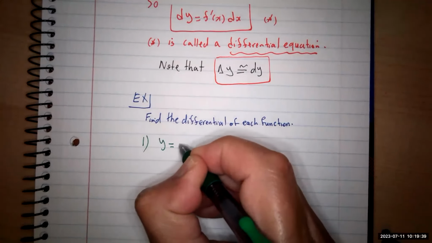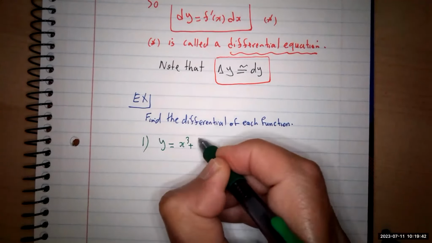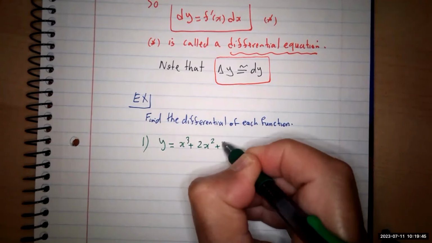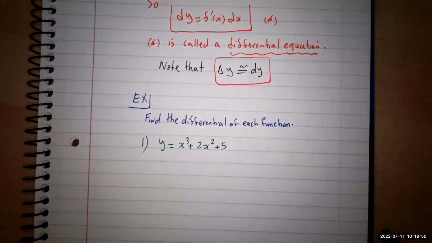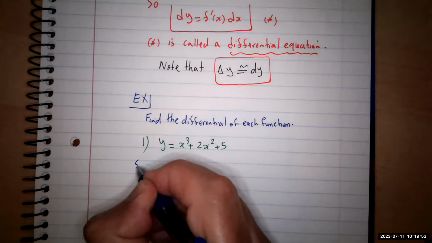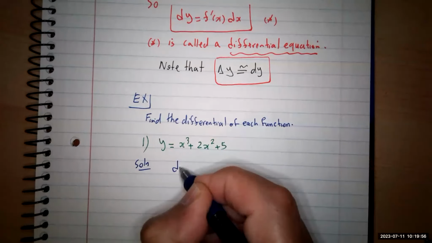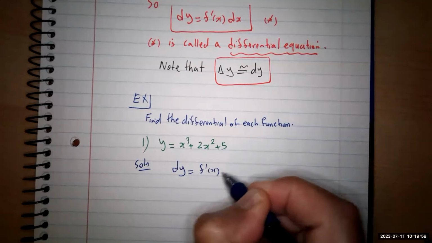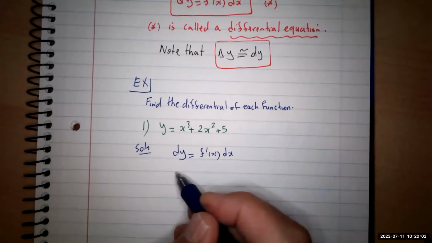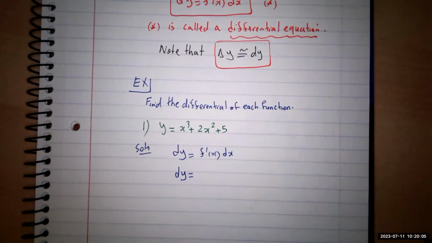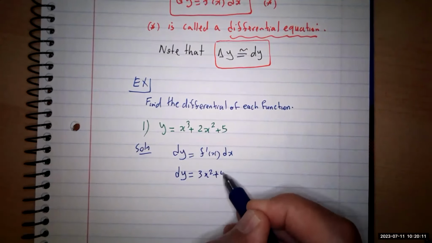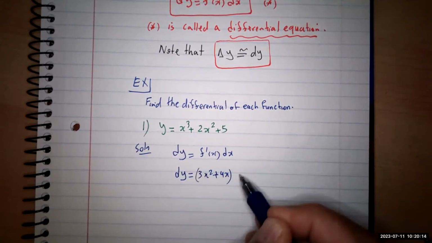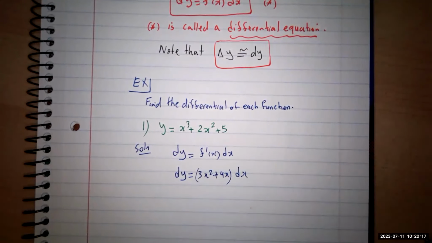So y is given to you as x cubed plus 2x squared plus 5. You want to find the differential. You write it down, we say in differential form. So the solution is going to be, remind yourself that the differential is just a derivative times a dx. So the differential of y is you differentiate using whatever rule we have. Power rule gives 3x squared plus 4x, the derivative of 5 is 0, times dx. This is the differential of the function. Okay, we call it differential form.